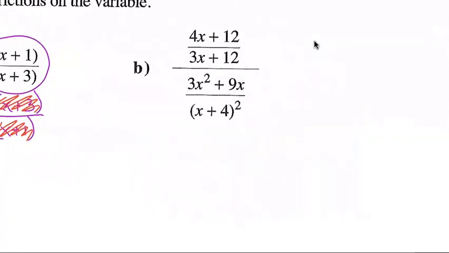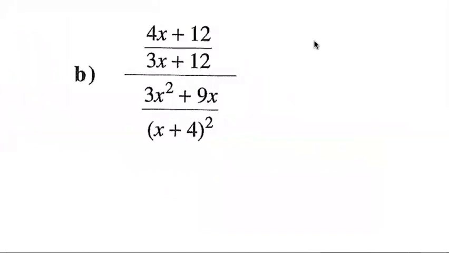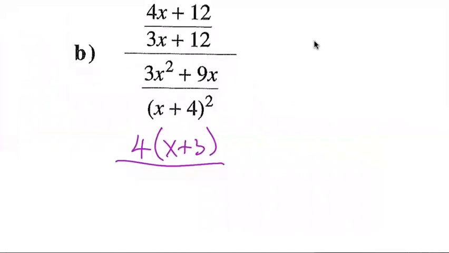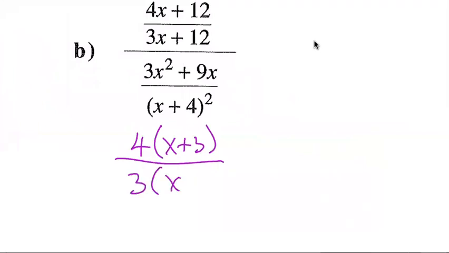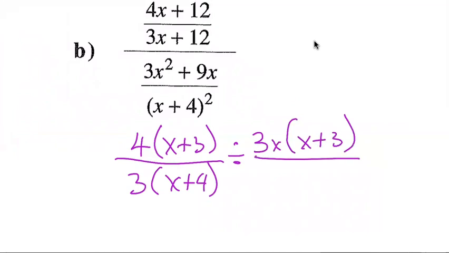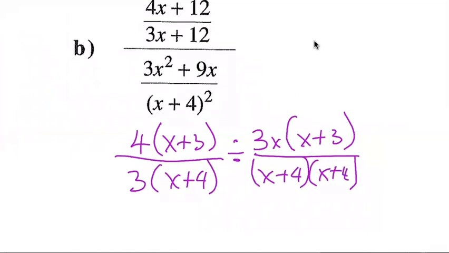Question B. 4x plus 12 divided by 3x plus 12, all divided by that. We can read it. Okay, so I'm going to rewrite this question at the same time as I factor everything. So 4x plus 12 is going to factor to 4 times x plus 3. 3x plus 12 is going to factor to 3 times x plus 4, divided by 3x, x plus 3 over x plus 4, x plus 4. Notice I've expanded that exponent.